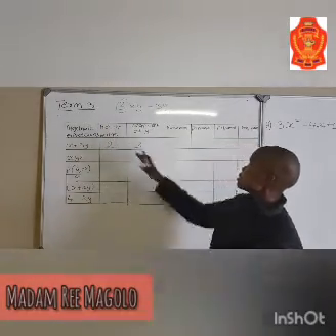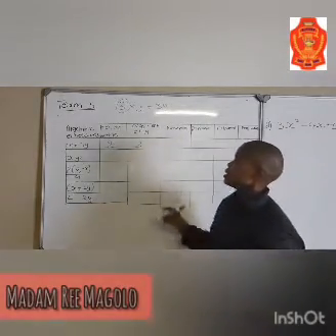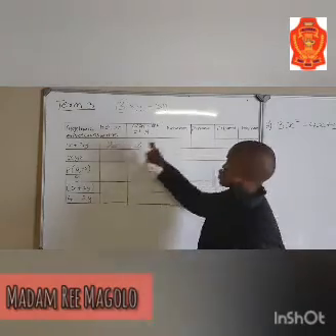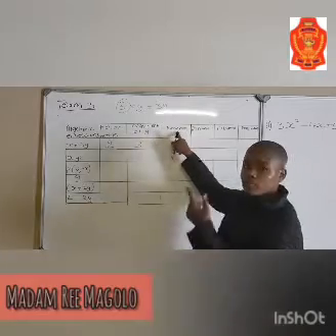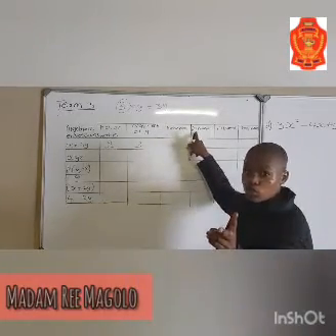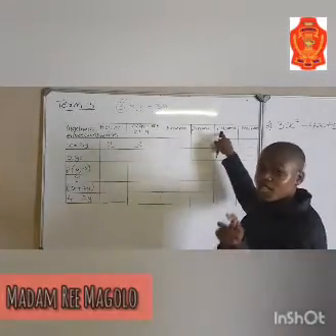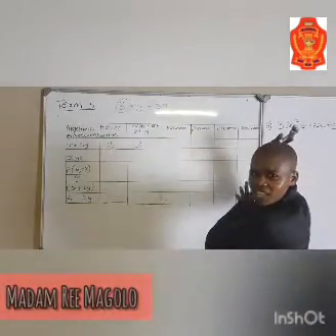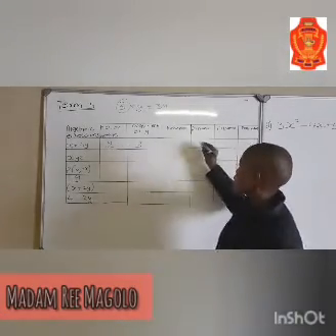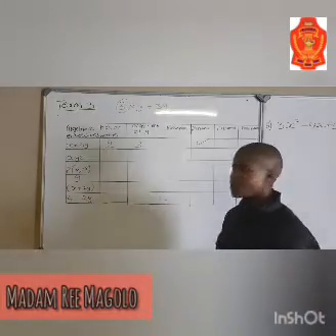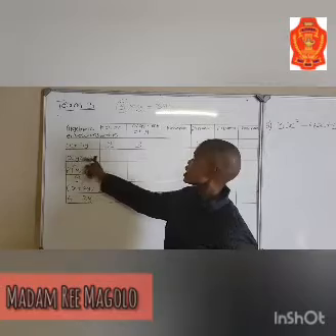Okay, is the expression monomial, bi, tri, or poly? Depending on the number of terms, you will know whether it's monomial, binomial, or trinomial. Remember, mono means 1, bi means 2: monomial means 1 term, binomial 2 terms, trinomial 3 terms, polynomial more than 3. So there are many. Since we have got 2 terms, this one will fall under binomial.